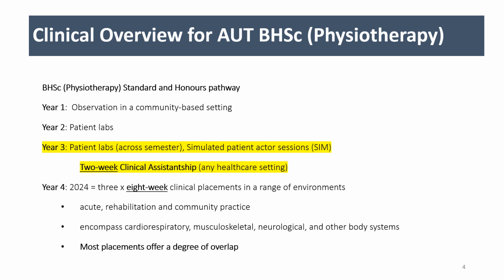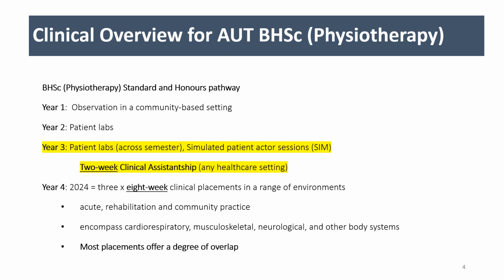To provide you with a very quick overview of the AUT physiotherapy program, AUT currently has two pathways on the Bachelor of Health Science and Physiotherapy program. So we have a standard and honours pathway. Students complete the same courses across year 1 and 2, and students who have applied for the honours program will undertake some slightly different courses in the second part of year 3 and also a research project in year 4. However, the clinical components of what they do are all the same across the 4 years.